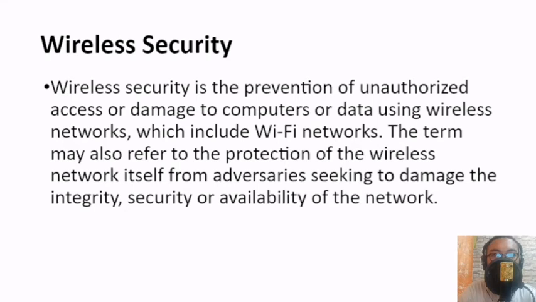Wireless security is the prevention of unauthorized access or damage to computers using wireless networks, which include Wi-Fi networks. The term may also refer to the protection of the wireless network itself from adversaries seeking to damage the integrity, security, or availability of the network. There are many examples of wireless security, with the most common ones being Wired Equivalent Privacy, Wi-Fi Protected Access, Wi-Fi Protected Access 2, and Wi-Fi Protected Access 3.